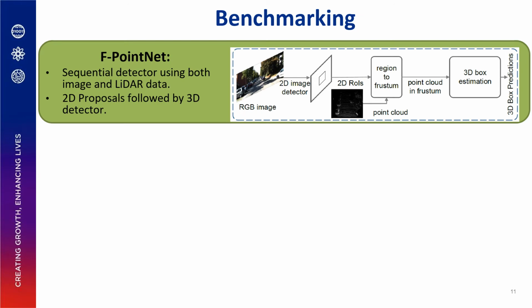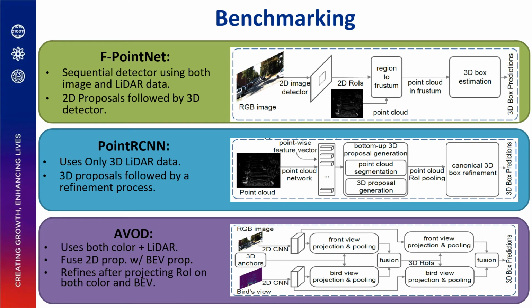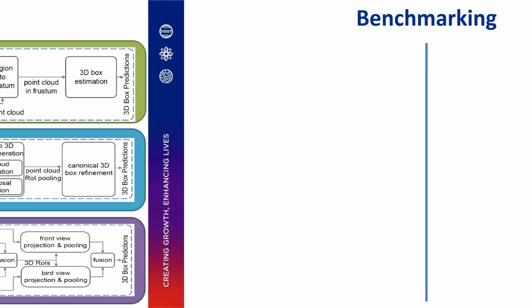F-Net looks at 2D images first, figures out the region of interest, and only then looks at the 3D data to improve these and come up with 3D bounding box predictions. PointRCNN, on the other hand, only looks at 3D data and creates accurate 3D bounding box predictions. AVOD tries to use both RGB images as well as the bird's eye view from 3D points, uses a 2D CNN to come up with the region of interest and fuses them together to come up with the final 3D bounding box.